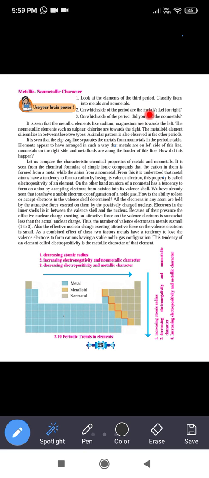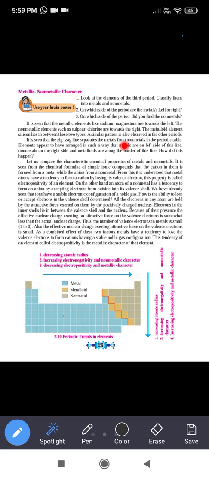On which side of the period are the metals? On the left hand side the metals are present, and on the right hand side the non-metals are present. On which side of the period did you find the non-metals? The non-metals are on the right hand side of that period. It is seen that the metallic elements like sodium, magnesium are towards the left. The non-metallic elements such as sulfur, chlorine are towards the right. The metalloid element silicon lies in between these two types.